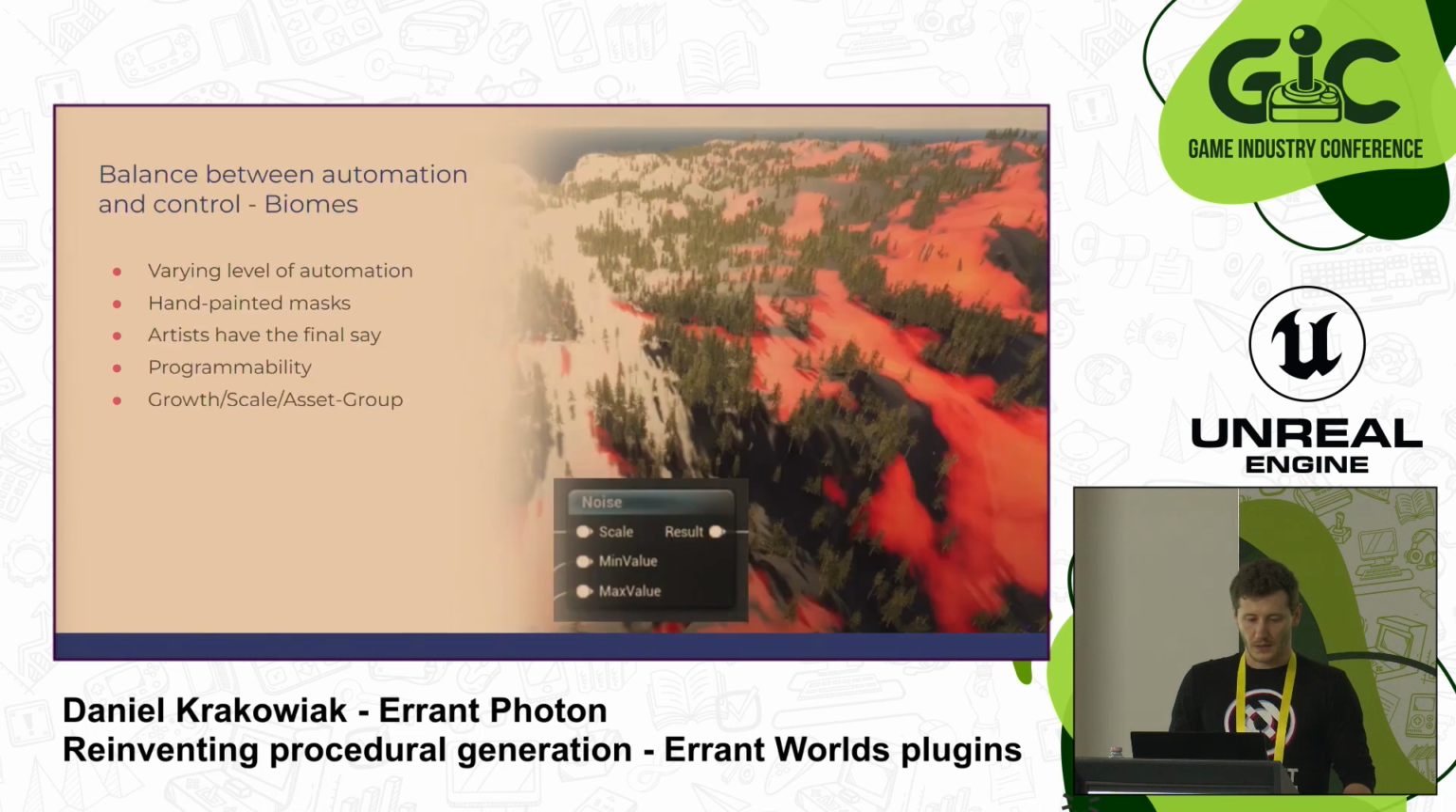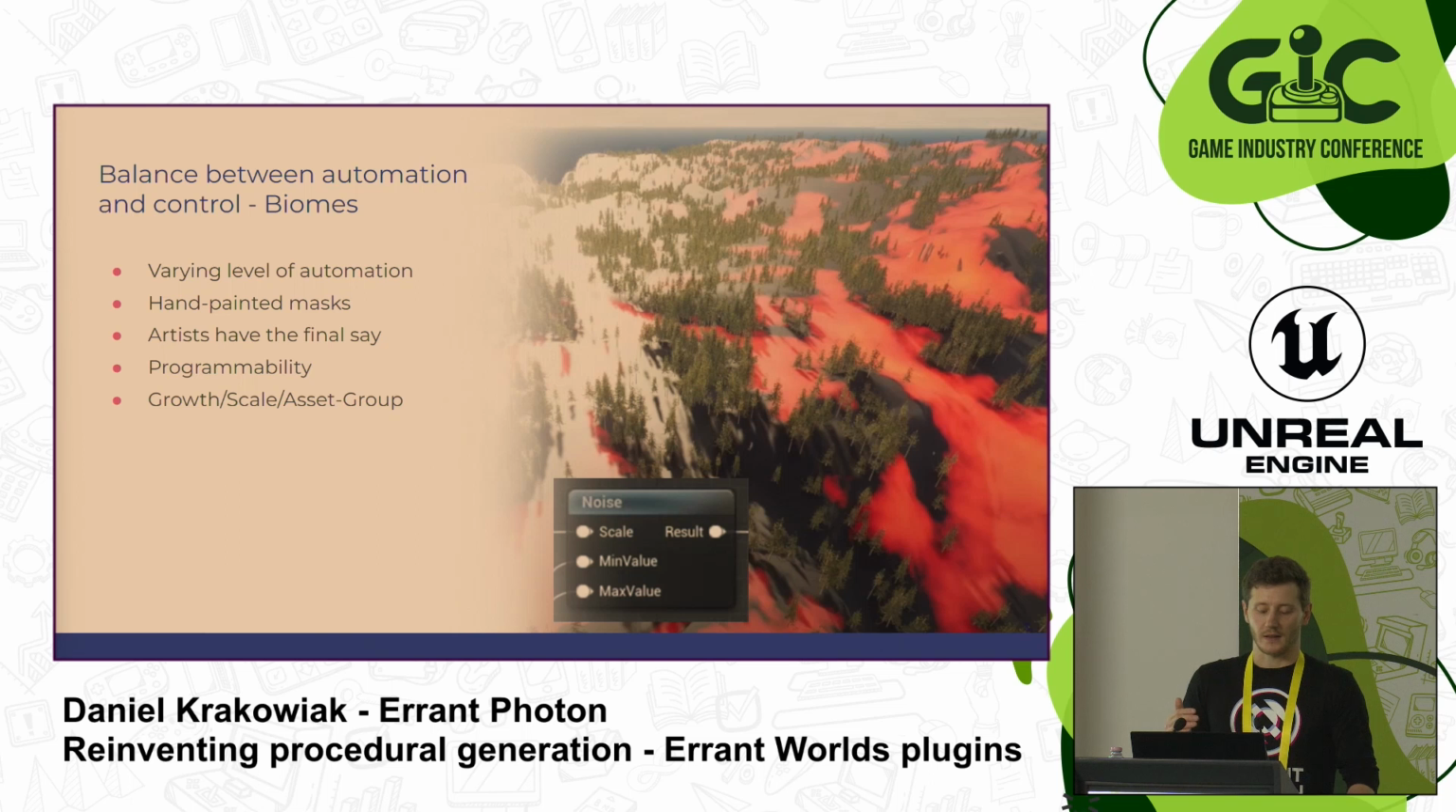The second goal was to maintain balance between automation and control. And I will start with biomes. The important bit we achieved was that you can have a varying level of automation. Just using these tools doesn't mean we have to do everything procedurally and then lose control. We start with procedural. So let's say we can use a simple noise to decide where each sub-biome is, as you can see in the image. And we have forests only in certain parts.